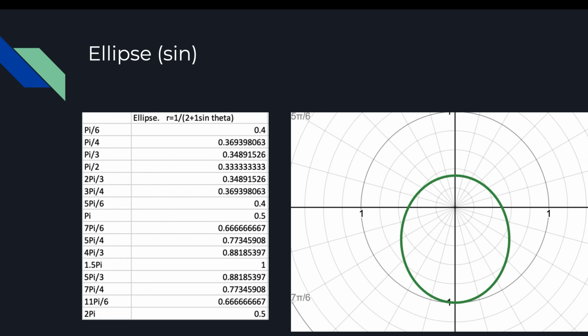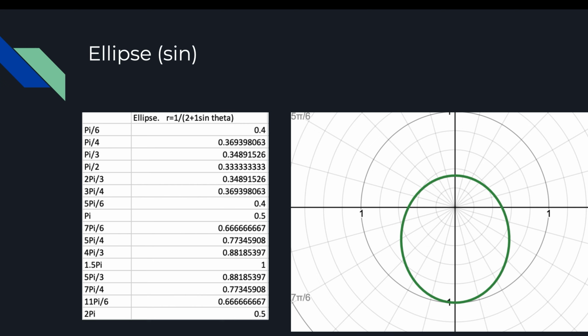Now, ellipses. Here's an ellipse that's made using sine of theta. The equation for it is r equals 1 divided by 2 plus sine of theta, and as you'll notice, our a value is 2 and our b value is 1, so our a value is greater than our b value, and this is different from the relationship between the a and b values in parabolas and hyperbolas. So this is going to be true for all ellipses.